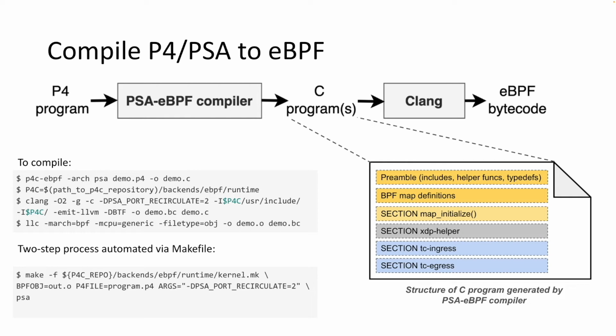But then you need to use Clang to compile these C programs to eBPF bytecode that can be injected into the kernel. On this slide, we provide the commands reference, so we can use P4C-eBPF, then Clang and LLC to generate the target eBPF bytecode. But we automate this process by providing the makefile, which is a part of the P4C repository.